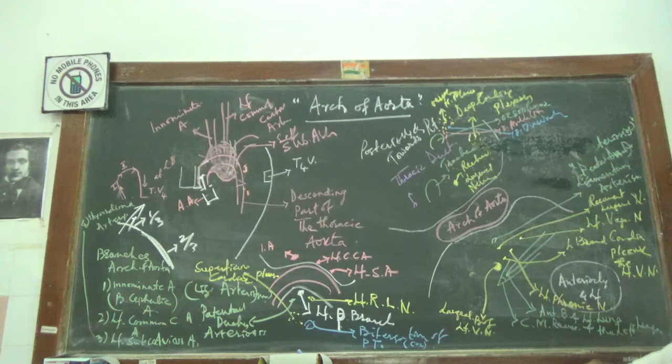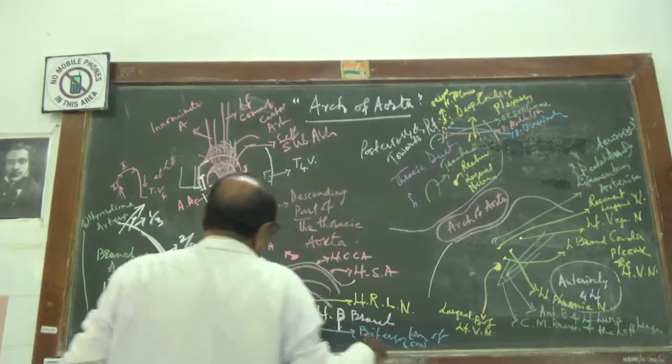Another applied part you will get is how the aneurysm of the arch of aorta looks in radiological findings. It is called an aortic knuckle-like appearance, that is, how that aneurysm looks in the radiological part.